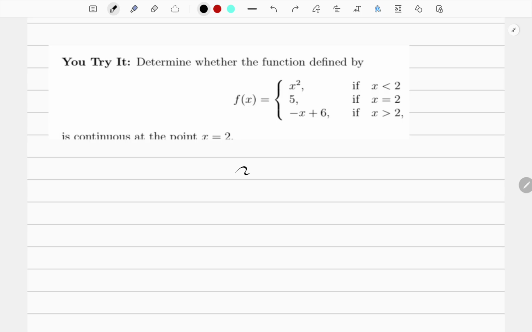Here I'm just going to start by sketching how it looks. This is a piecewise defined function. For the first part, we're going to split our graph into three. The first part is for x less than 2. So let's put our 2 here.